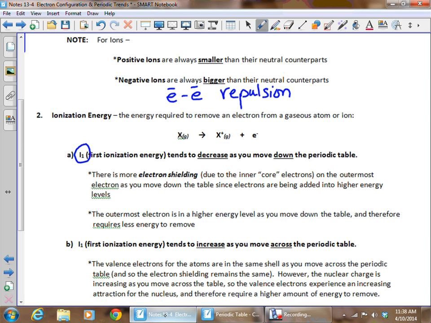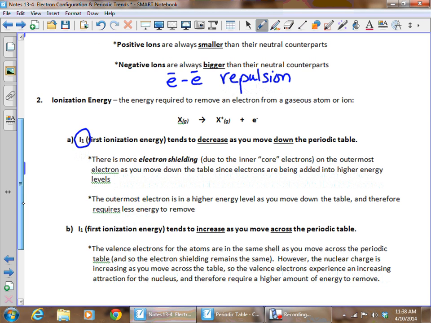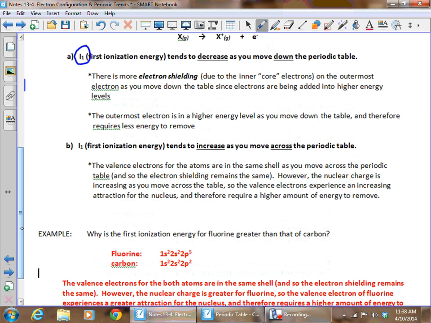As you go down the periodic table, Coulomb's law comes into effect again. Think about the fact that as you go down the periodic table, you've got, first of all, more electron shielding. The electrons are further away from the nucleus. If the electrons are further away from the nucleus, they're not going to be attracted as strongly, and it's going to require less energy to remove them.